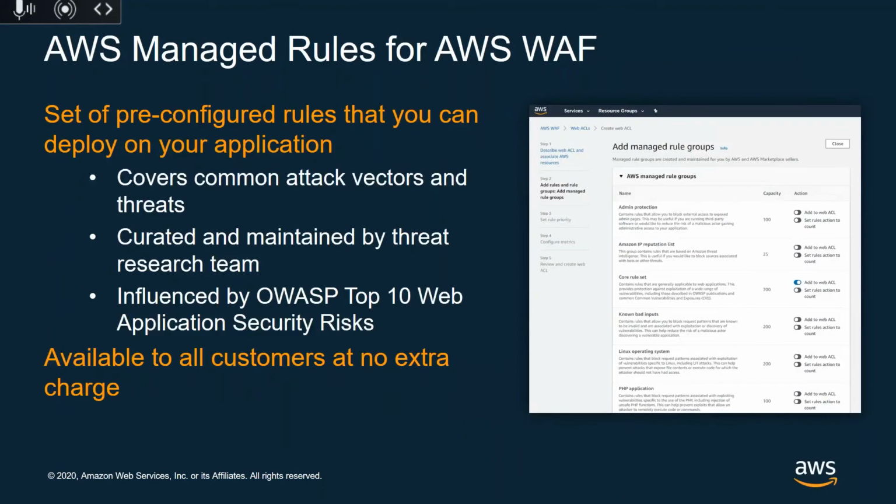You can also choose, if you like, to use AWS managed rules for AWS WAF. This is a set of pre-configured rules that you can deploy on your application. It does cover common attack vectors and threats. It is curated and maintained by the threat research team here at AWS. And it is also influenced by the OWASP top 10 web application and security risks. These managed rules are available to all WAF customers at no additional charge.